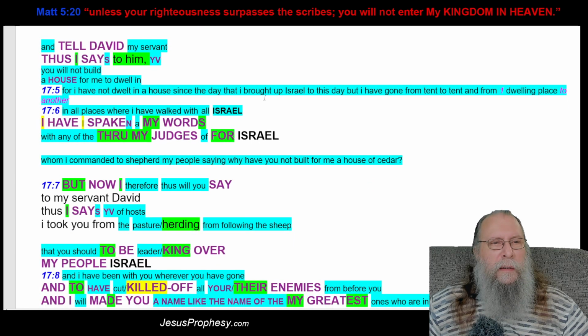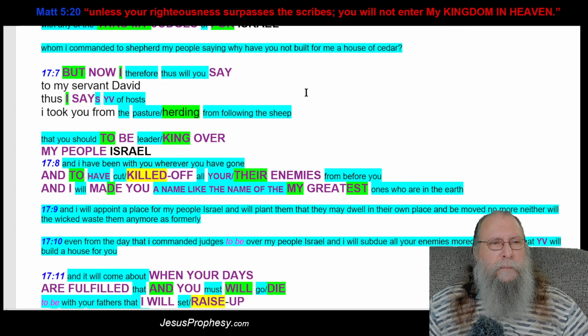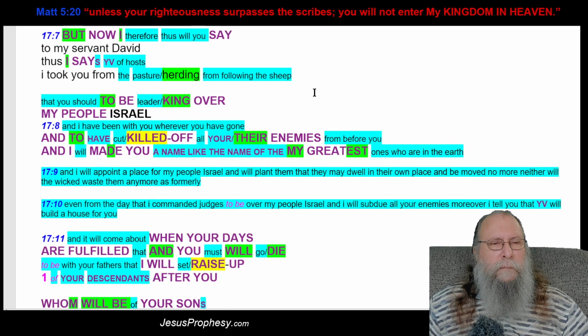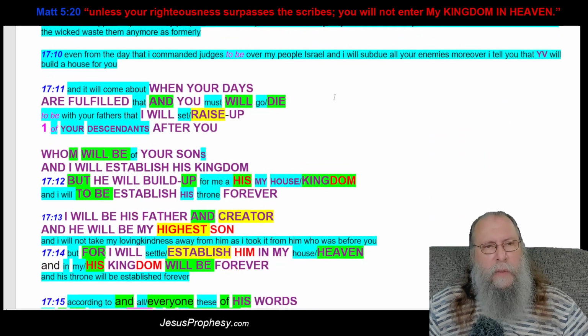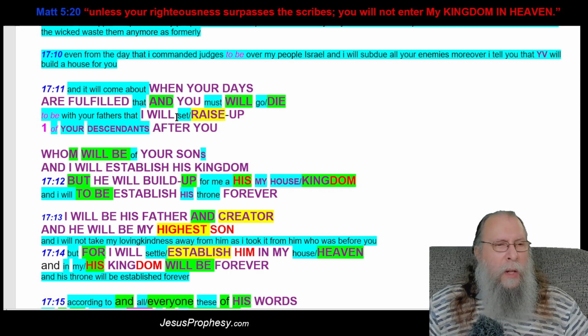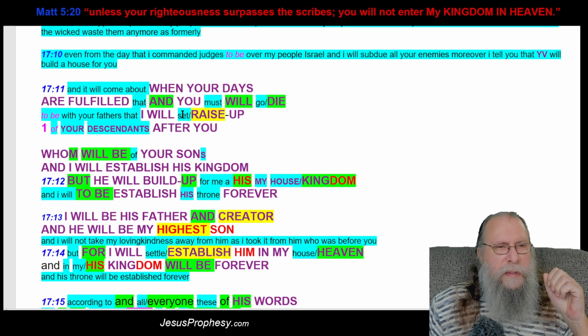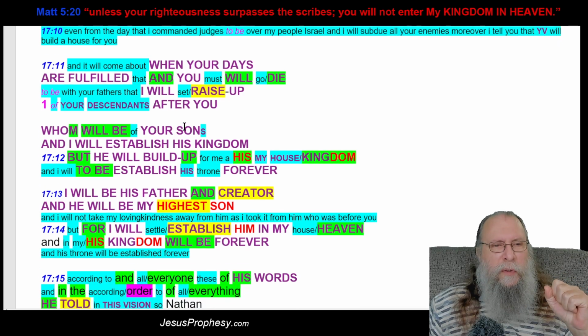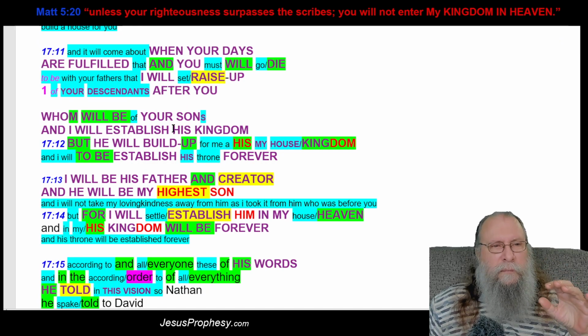Moving to the letter I. I'm not seeing much that needs to be discussed here. Set up or raise up. He doesn't set up descendants. He's going to raise up one of your descendants, and we're going to be talking about Jesus now. And it'll be one of your sons to be established, and he will build up his kingdom.